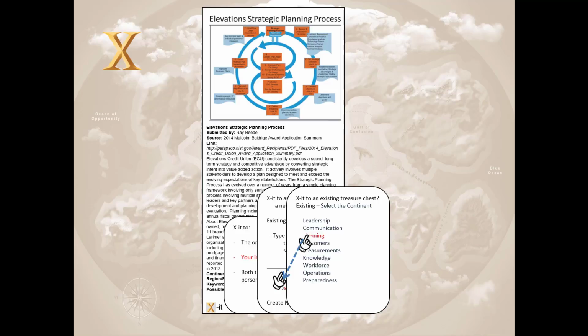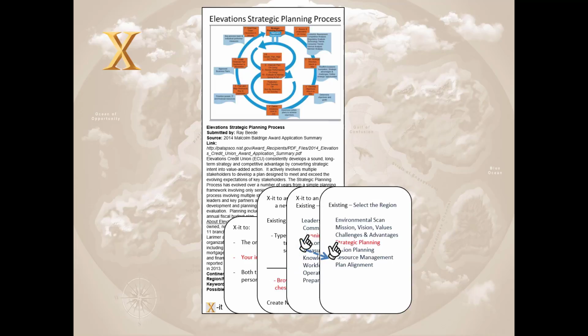If you select the browsing, it will bring up for you a list of all of the continents. Each of the land masses in the map is a continent, and there's 9 of them. You'll see there's leadership and communication and planning and customers. Well, in this instance, because it's a strategic planning process, we'll click on planning, and it brings up a list of regions. From here, you'll select the region that's most appropriate, and the one that would be the most appropriate for this article would be the strategic planning region.